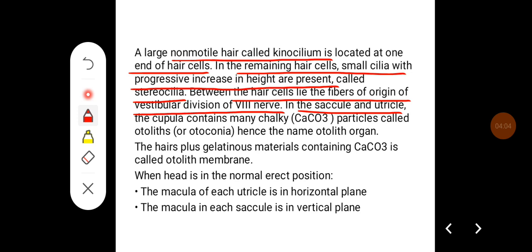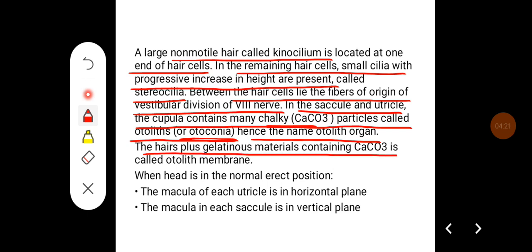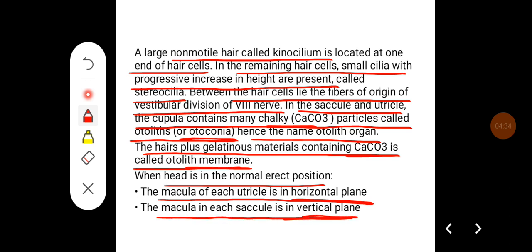In the saccule and utricle, the cupula contains mainly the chalky, that is calcium carbonate particles, which are called as otoliths or otoconia, and hence the name otolith organ. The hair cells plus gelatinous material containing calcium carbonate is called as otolith organ. When head is in the normal erect position, the macula of each utricle is in horizontal plane, whereas macula of each saccule is in the vertical plane.